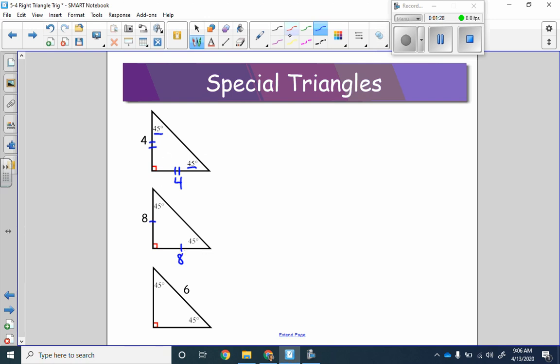Now, using the Pythagorean theorem, if I take 4 squared plus 4 squared and set that equal to c squared, we can figure out what our hypotenuse is going to be. So 16 plus 16 is 32, equals c squared. Then I take the square root of 32, which would give us c. And that simplifies down to 4 square roots of 2.